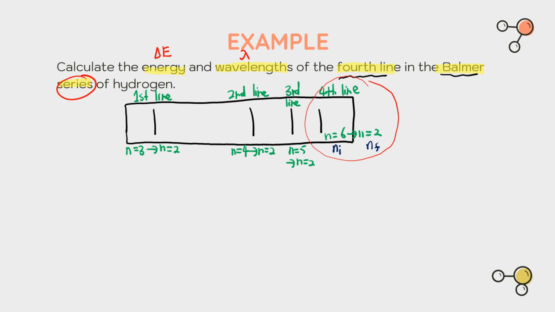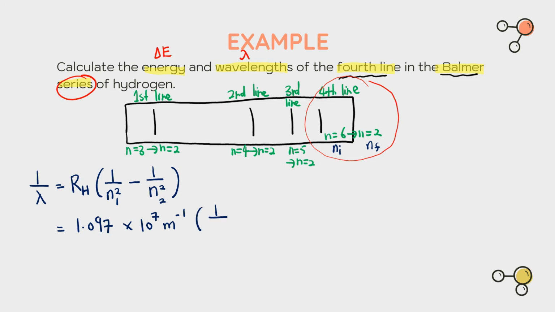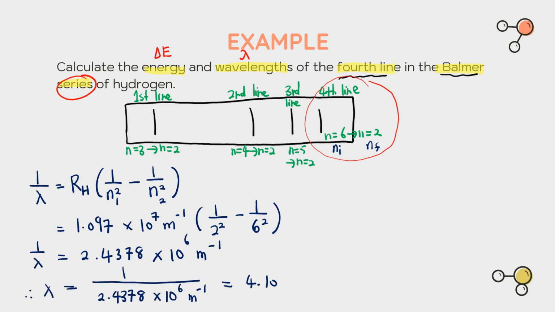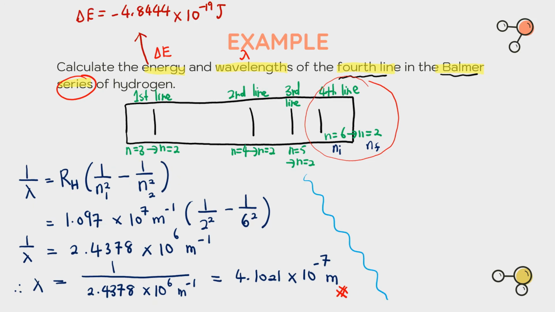Then, to calculate the wavelength of the fourth line in the Balmer series, we can use the Rydberg equation, 1 over lambda. Alternatively, we can also use this formula, delta E equals hc over lambda. By rearranging this formula to lambda equals hc over delta E, we can find the value of the wavelength as well. We have found the value of delta E from the previous calculation, and it is negative. So in order to use this formula, lambda equals hc over delta E, you just have to make the delta E value positive.